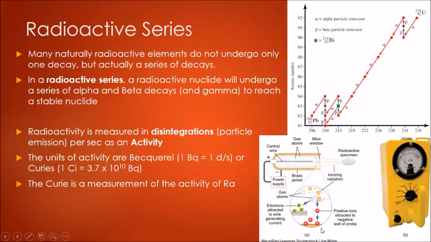And protons are being attracted to the negative wall of the probe, and electrons are being attracted to this wire in the center. And this wire is then able to detect this charge as they're separating. This is essentially an electrochemistry reaction, but the spark is the radiation, not running a current through this. This is not naturally occurring electrochemistry. And so we can measure how many gas particles are being ionized to determine how much radioactivity is present.